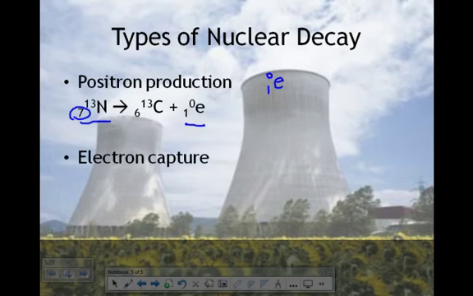Another type is electron capture. And electron capture would, of course, deal with the electrons. And if we're capturing it, well, then we're adding it to what we had. So here's our electron symbol. Let's see what we do for electron capture.